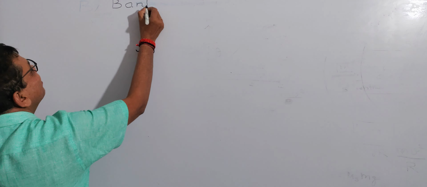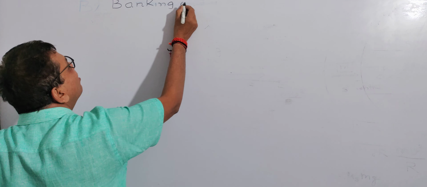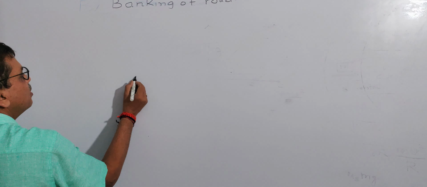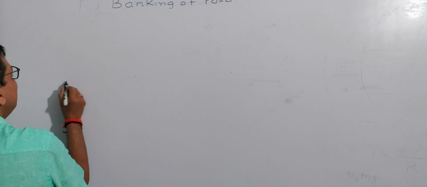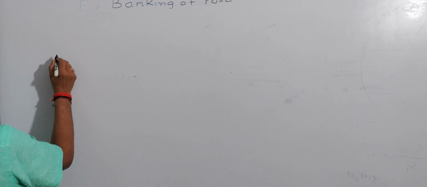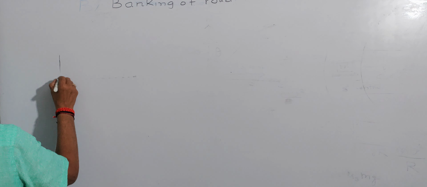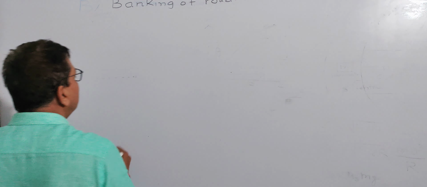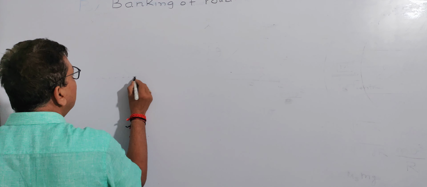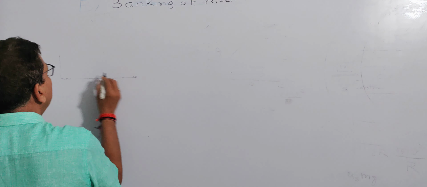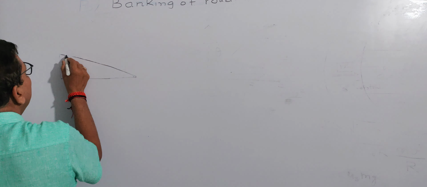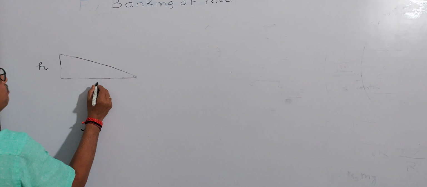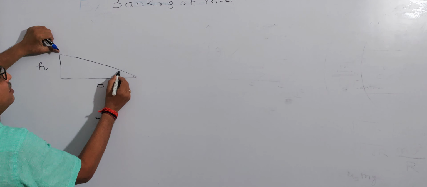Banking of roads. Now in banking, what we are doing, suppose this is the outer edge of the road raised slightly. If this is the inner edge, let us take the outer edge is raised by h height. This is base b, the width of the road. I can say this angle is theta.